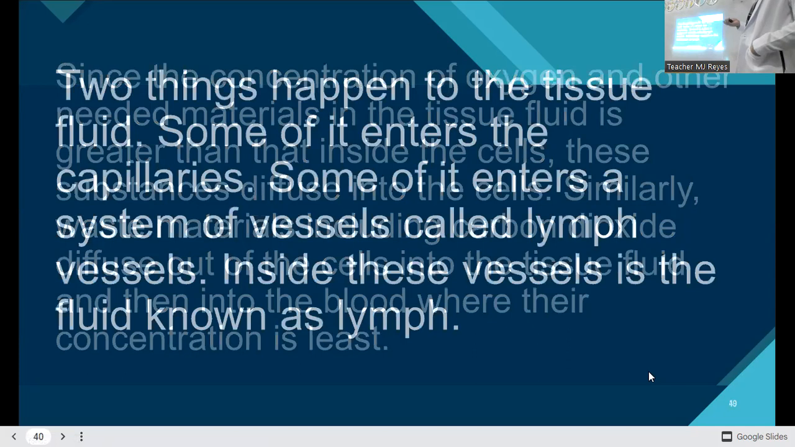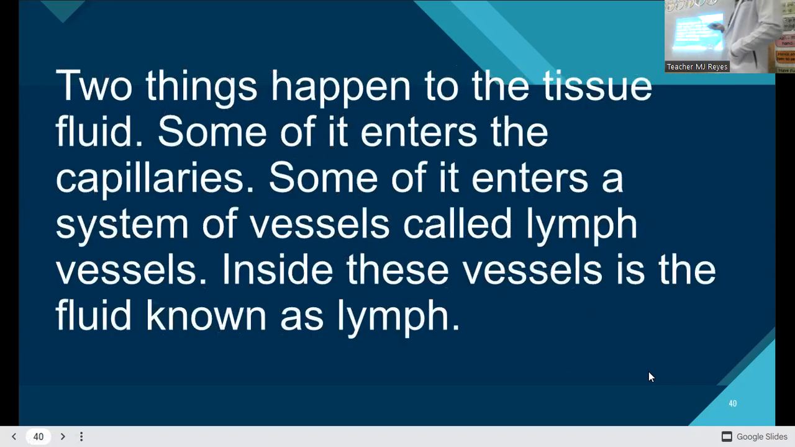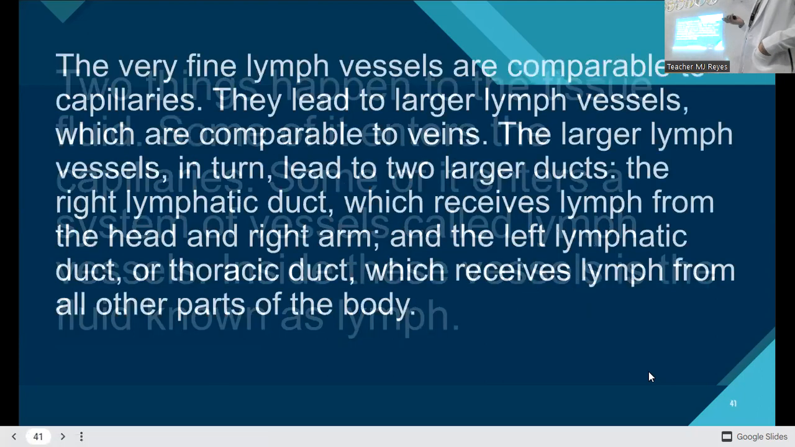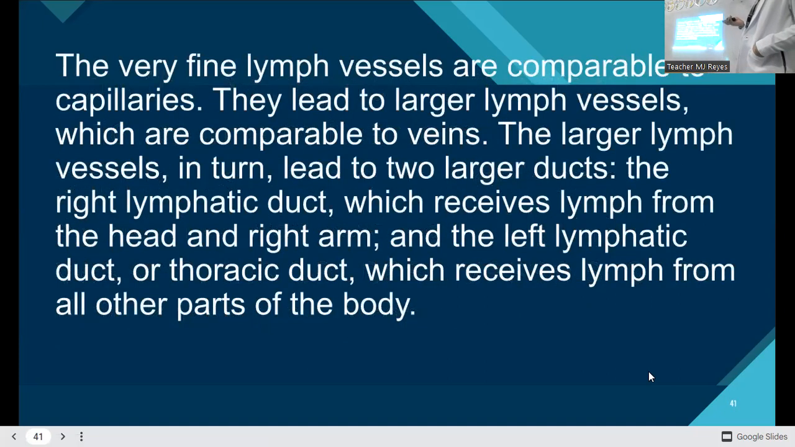Okay? So things happen to tissue fluids. Some of it enters the capillaries. Some of it enters a system of vessels called lymph vessels. So you have lymph vessels or lymph nodes. Inside these vessels is the fluid known as lymph. The very fine lymph vessels are comparable to capillaries.